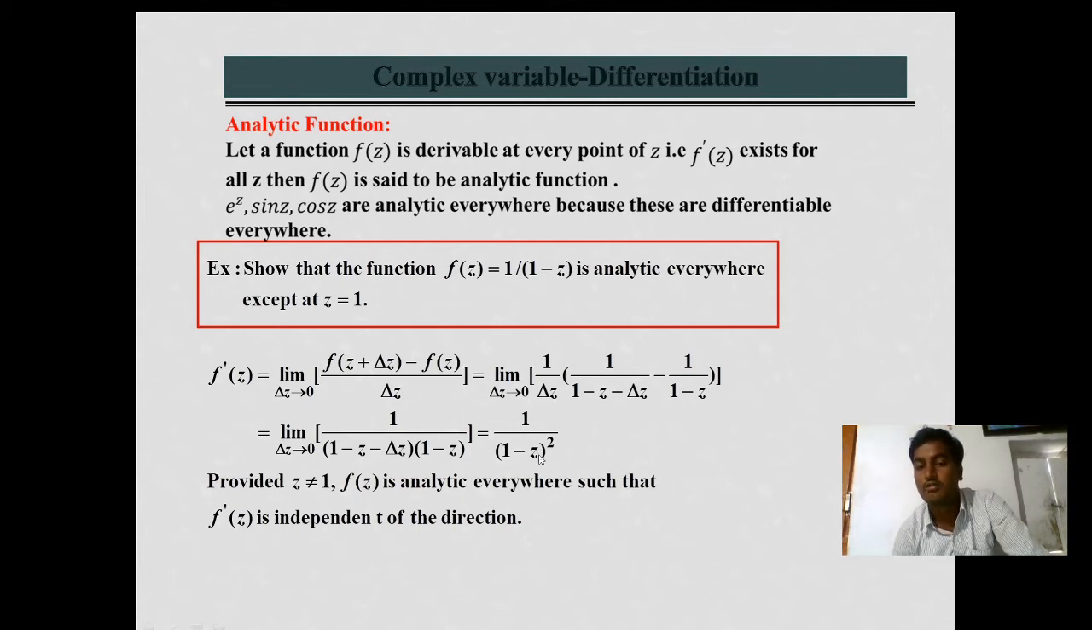See, when z equal to 1, it is not defined. So that means it is not differentiable when z equal to 1. If z not equal to 1, it is differentiable, right? So that it is analytic.